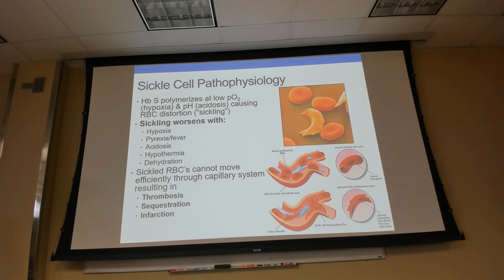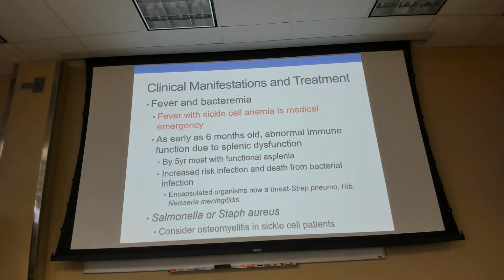And when they sickle, they can either clump up together and cause a clot, they can sequester themselves into an organ somewhere, or they can block off something and cause an infarct downstream. So sickled cells are the problem. When you have this sickling plus a fever, this is a medical emergency. This is one of those life, limb, or eyesight. This is a life one. So this kid needs to go to the ER right now. Do not stop, go. They have to go.